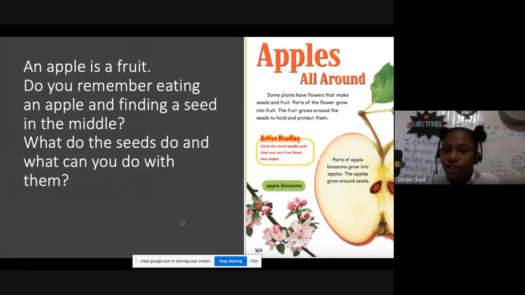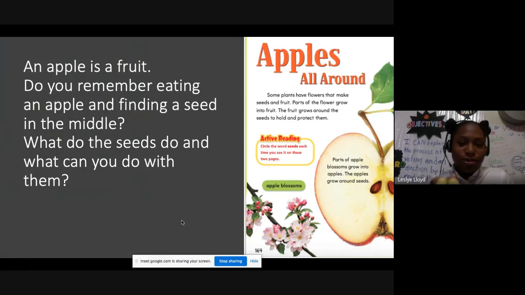Active reading. Circle the word seeds each time you see it on these two pages. So this is for this page and the next page. Parts of apple blossoms grow into apples. The apples grow around seeds. Apple blossoms is in the green box.